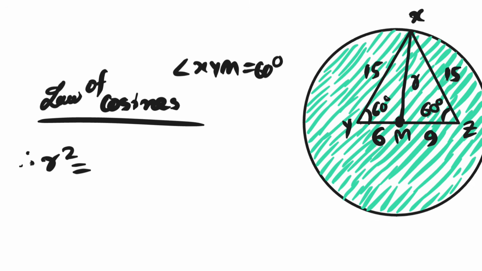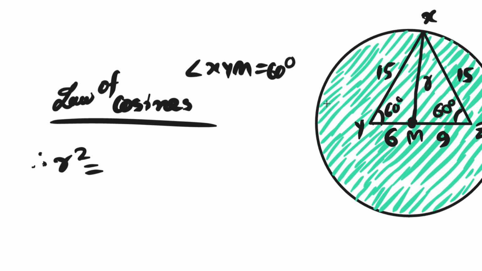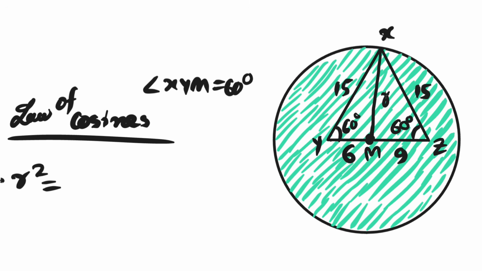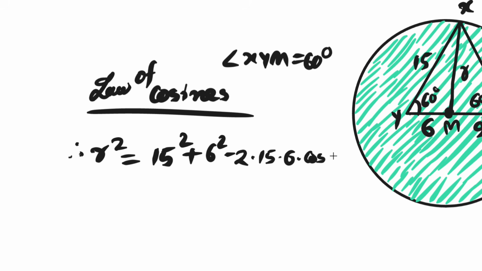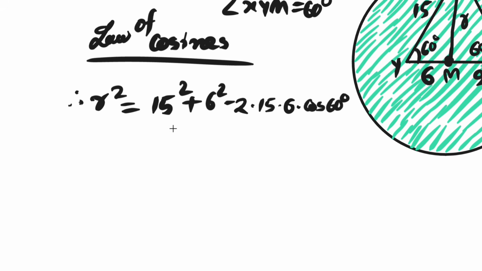So, applying it to triangle XYM, the side opposite the 60-degree angle is XM, which is R. Therefore, R squared equals 15 squared plus 6 squared minus 2 multiplied by 15, multiplied by 6, multiplied by the cosine of 60 degrees. Let's simplify this carefully, one part at a time.